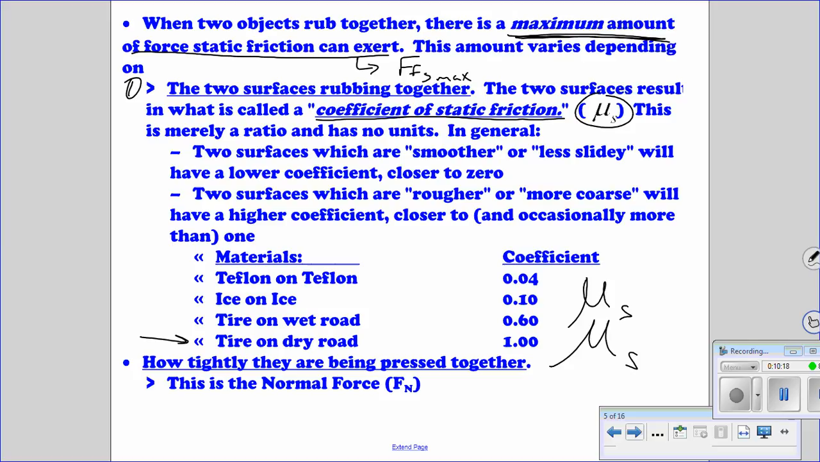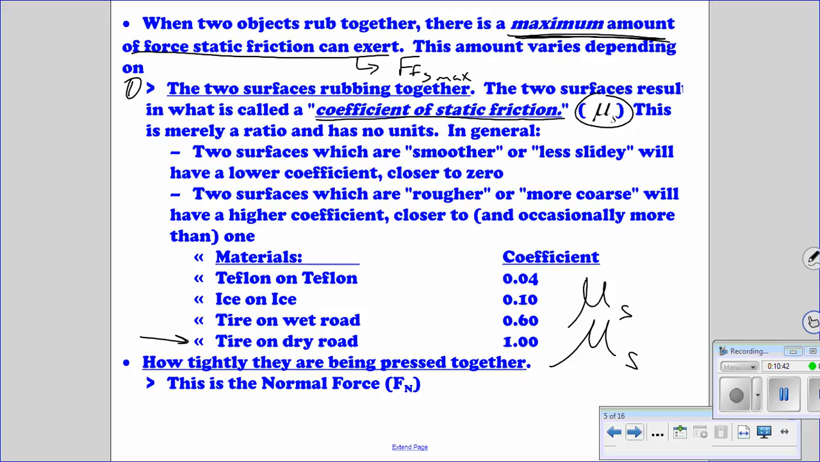Teflon on Teflon. Teflon is slippery, right? That's why your pancakes don't stick to your pan. All right, so if you put Teflon on Teflon, the coefficient of static friction is 0.04. Ice on ice is 0.1. Tire on a wet road is 0.6. Tire on a dry road is 1.0. Okay? So notice, I didn't give you any information about the objects except what they're made of. All right? Because this is happening on a molecular level.